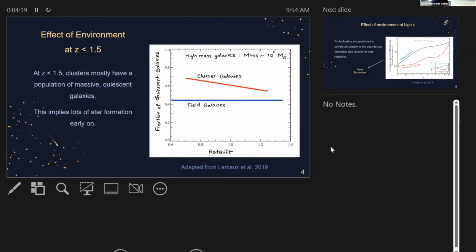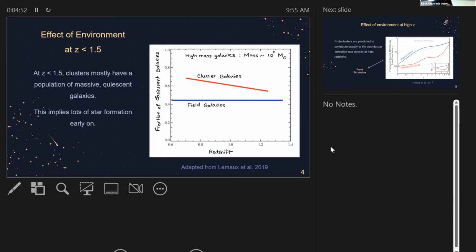So looking at overdense environment below redshift 1.5 first. These are the cluster environments, galaxies inside the cluster. And on the y-axis, we have the fraction of quiescent galaxies, which are galaxies that have stopped forming stars. You can see that this fraction is much higher in overdense environment compared to the less dense environment for equally massive galaxies. This suggests that cluster environment is hostile for star formation below redshift 1.5.